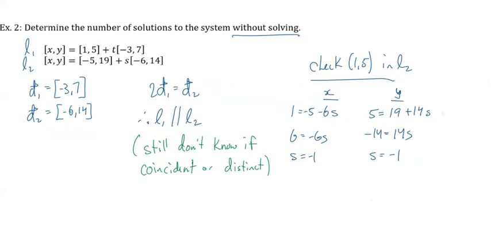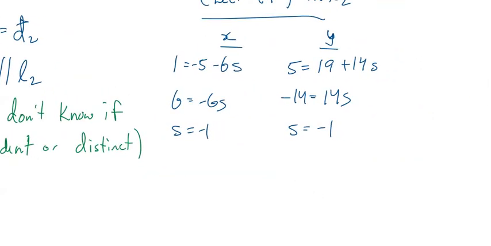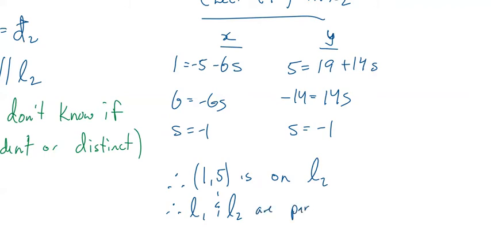Therefore, I'm going to say it like this: L1 and L2 are parallel and coincident. And what were we actually asked to do? Determine the number of solutions. So we're not done yet. Infinitely many solutions.